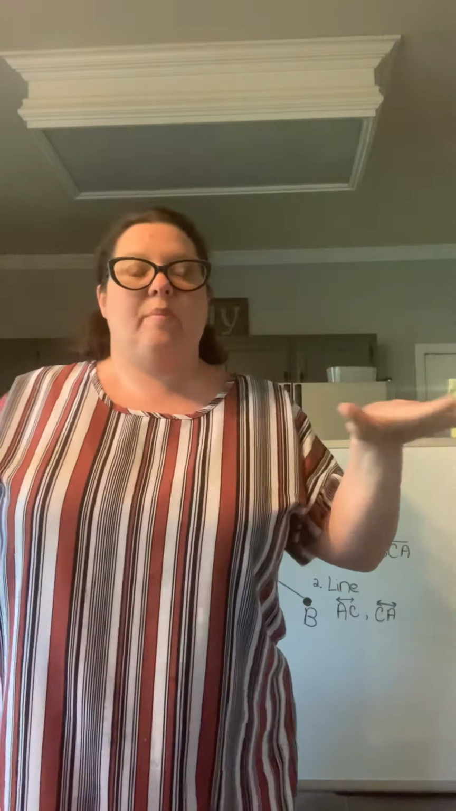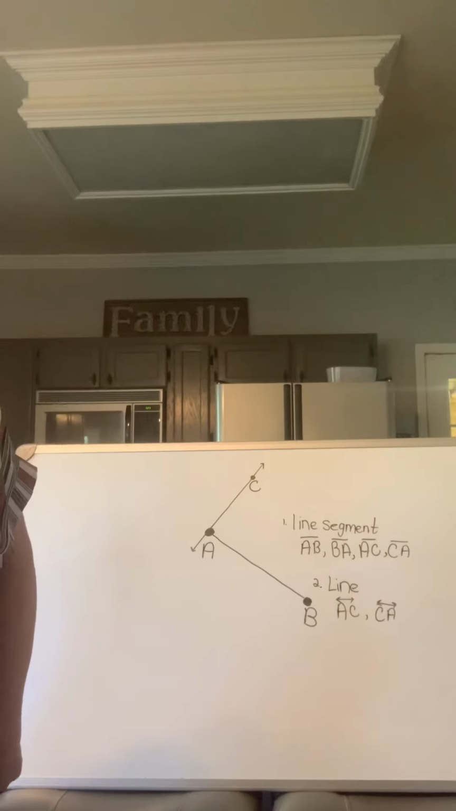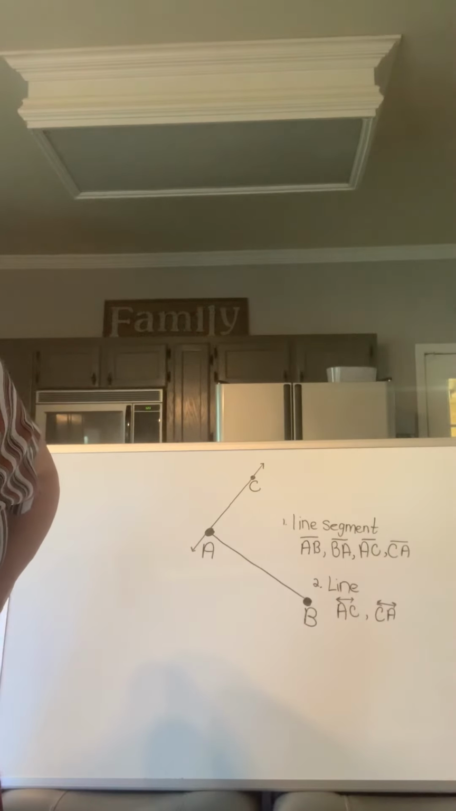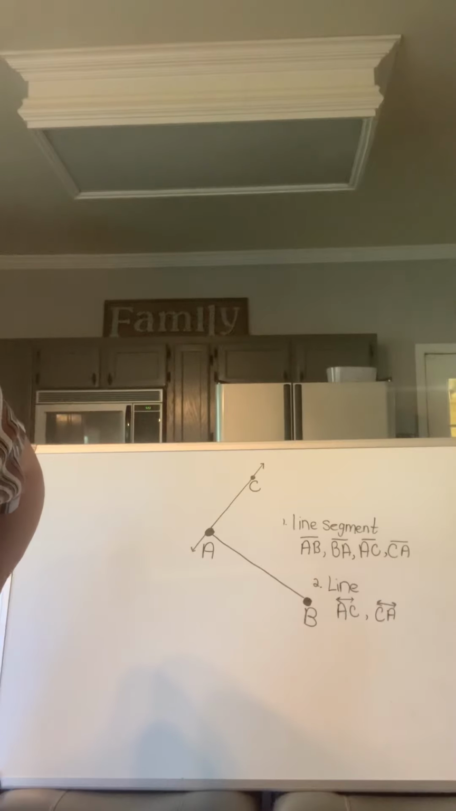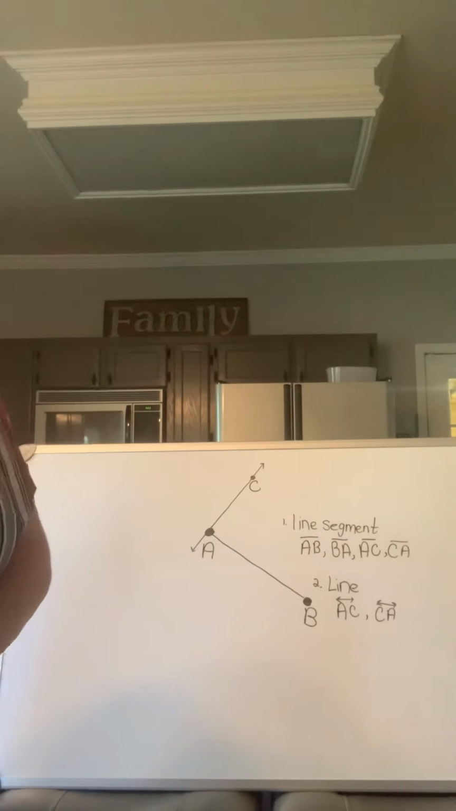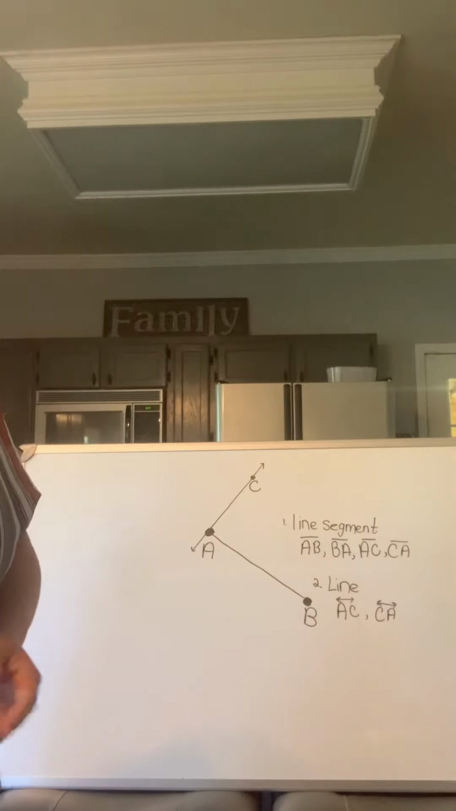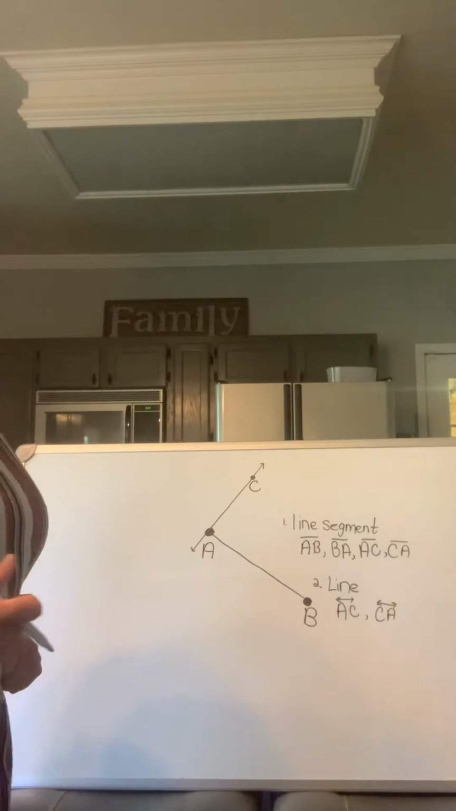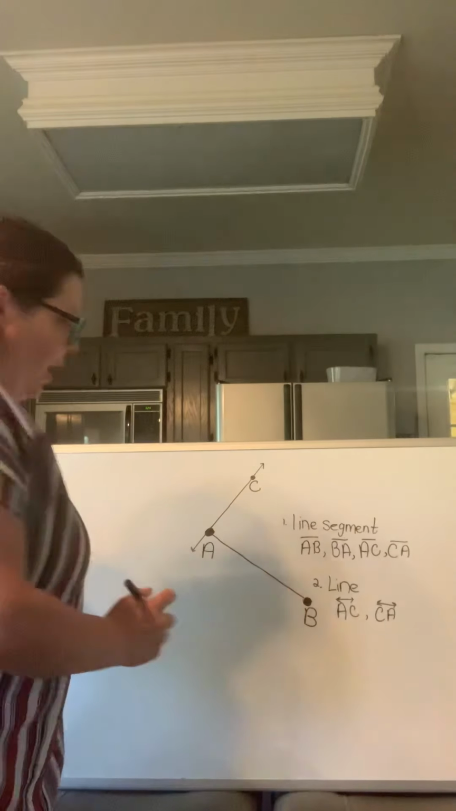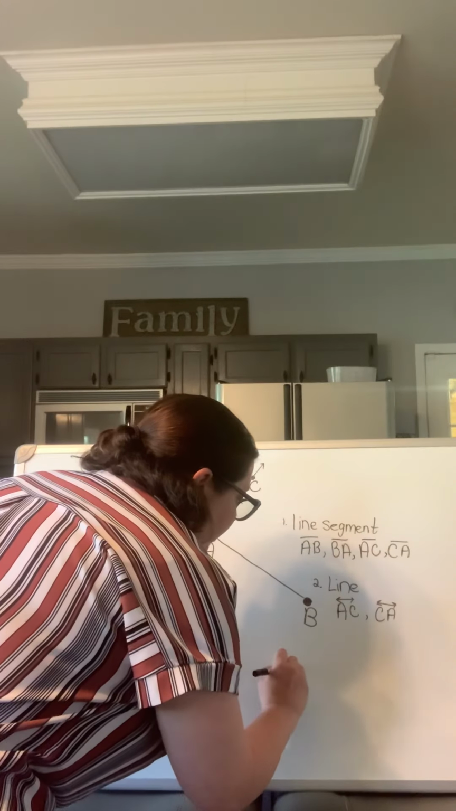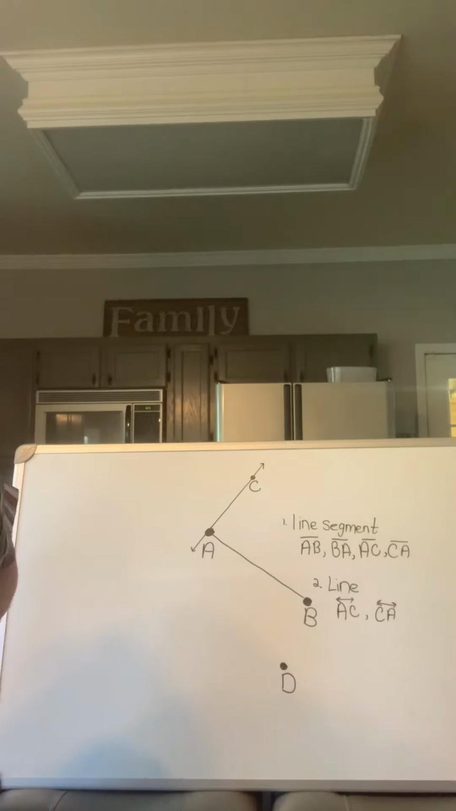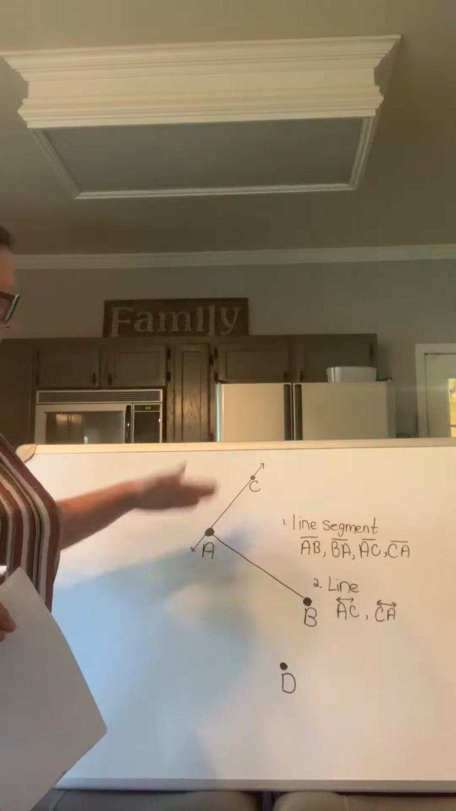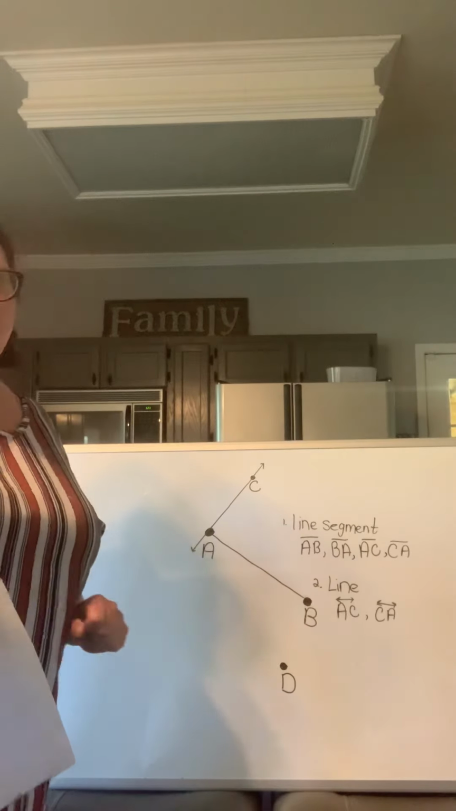Okay, so now that we have that, let's look at, can I draw another point here? Yes, I can. So let's say, what if I want to draw point D on my board? I'm going to just do another point, and I'm going to put D on here. I don't want it anywhere near line segment AB.